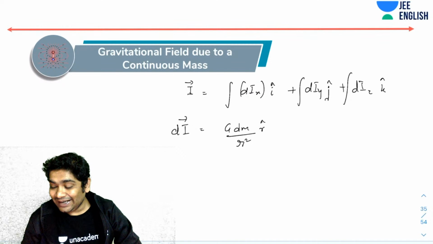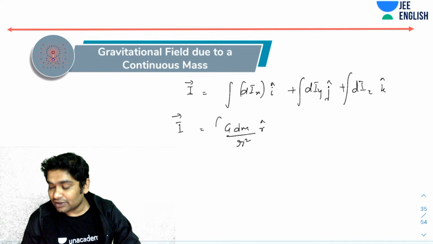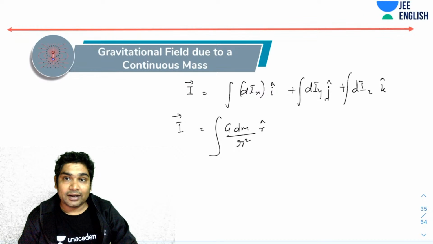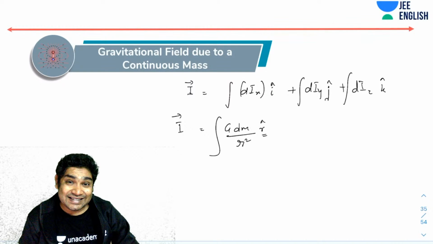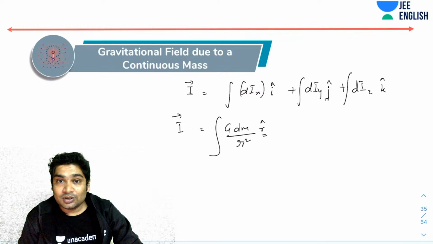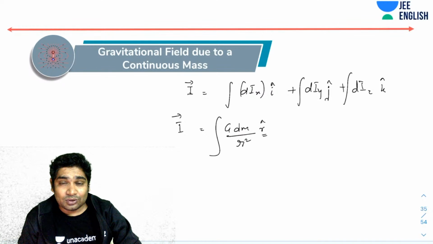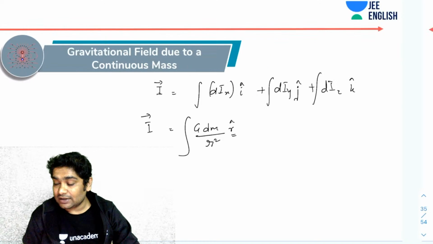So the net I would be actually the integration of this. I can also say I vector would be integration of this. Now again, since this is all in r cap, if the r cap is the same, then you should be fine with this. So write the gravitational field due to a single point, which will be G dm over r square, and then integrate that. That is how you find it.